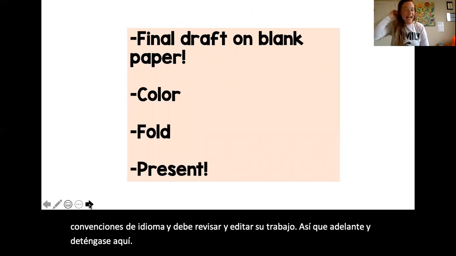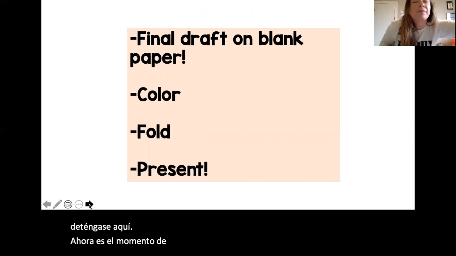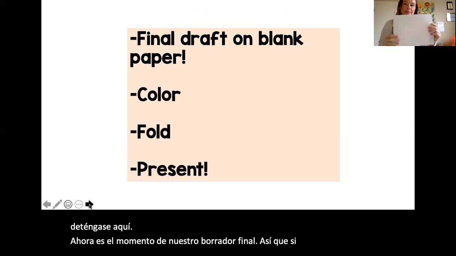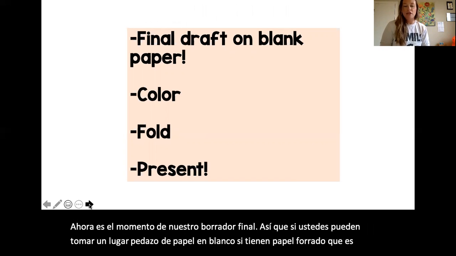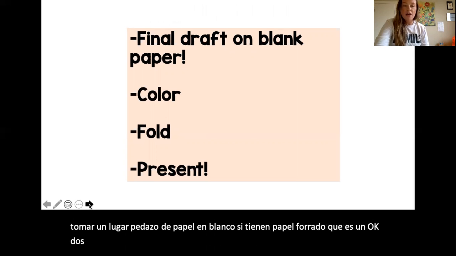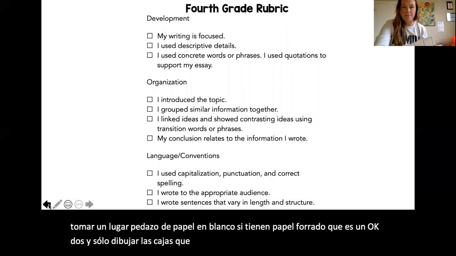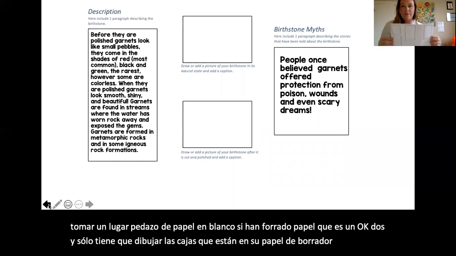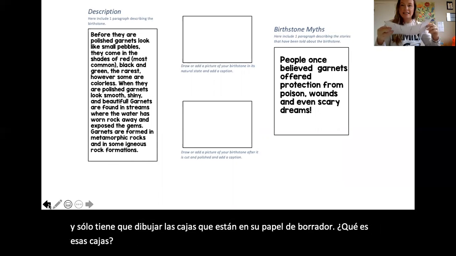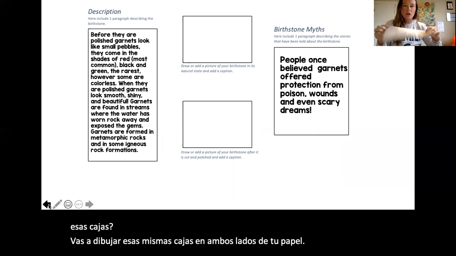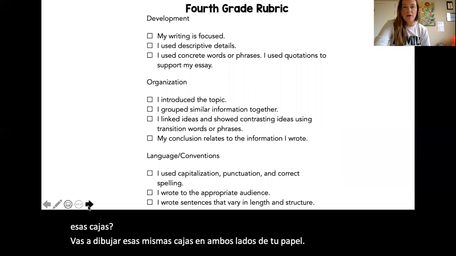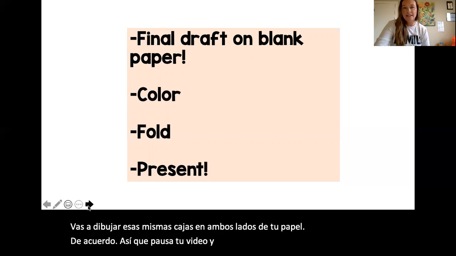Great, now it is time for our final draft. So if you guys can just take a piece of blank paper, if you have lined paper, that is a-okay too. And you just draw the boxes that are on your draft paper. So what I mean is, see those boxes? You're gonna draw those same boxes on both sides of your paper, okay? So pause your video and draw those boxes on both sides of your paper.